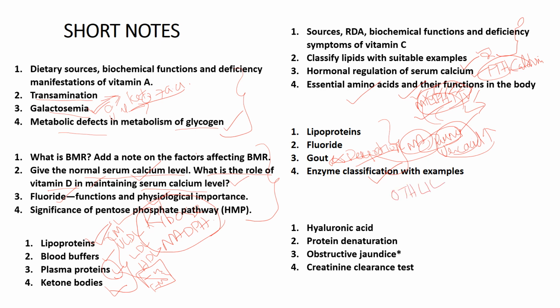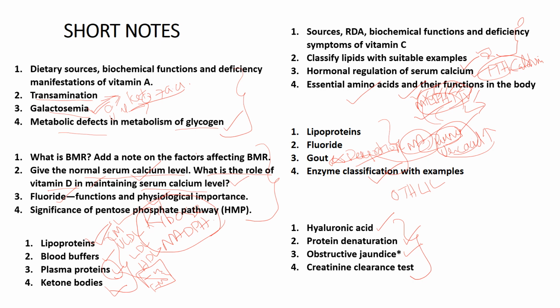And again, enzyme classification with examples. As I told you, you write the classification, and with examples you have to write all this. And other questions are hyaluronic acid and protein denaturation. Protein denaturation is one of the factors coming under proteins. Hyaluronic acid is very important among the mucopolysaccharides and polysaccharides.